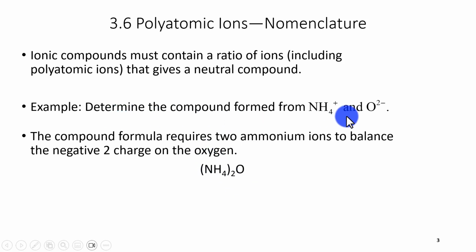Okay, we have a compound that is formed from the ammonium ion, NH4+, and the oxide anion, O2-. Note that ammonium is a polyatomic ion because it's made up of more than one atom. Now, if I wrote this as NH4O, remembering that the positive ion is written first, I would not have a neutral compound because I only have a +1 charge for the positive, but I have 2- for the negative. And therefore, a +1 and a 2- gives me a remainder of a -1 charge.